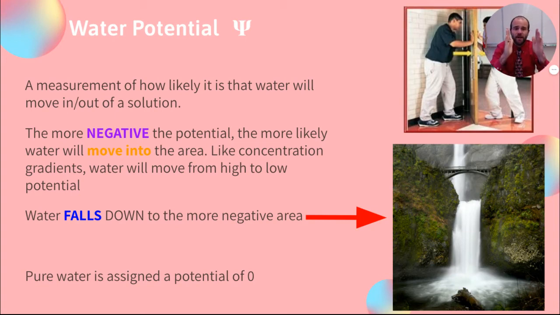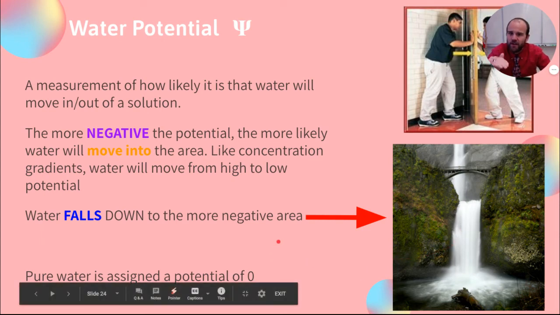So if you have two sides of a membrane, one side is more negative, water is moving to the more negative side. If you think about it, negative numbers are lower than higher numbers, and so the water will fall down. It'll fall to the more negative side. Think about it like a waterfall. Water will fall to the more negative height. Water will fall to the more negative water potential. Just like a concentration gradient, water is moving from high potential to low potential. And pure water, just stationary, will be assigned a potential of 0.